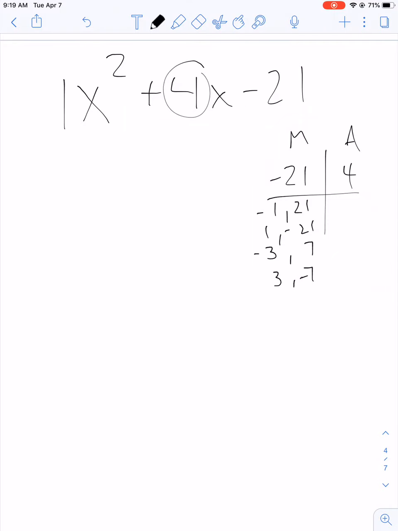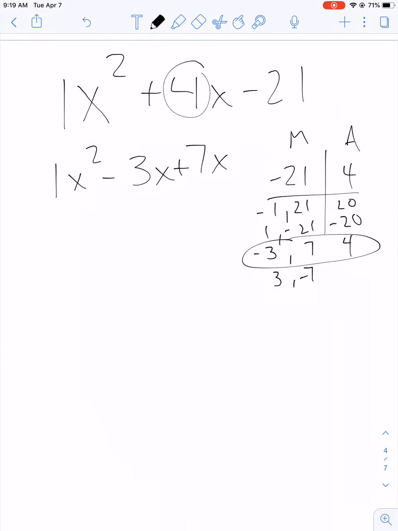So let's add these. -1 plus 21 is 20. 1 plus -21 is -20. -3 plus 7 is 4. Oh, there we go. We found it. So 1x to the second minus 3x plus 7x minus 21. Group the first two. And I'm just going to kind of speed through this last process because it's the same as what we've been seeing.